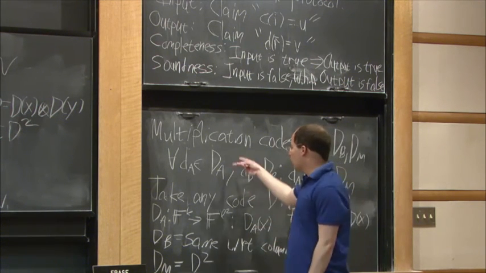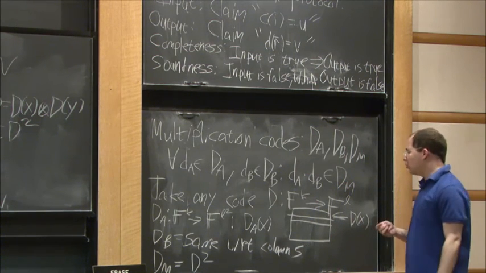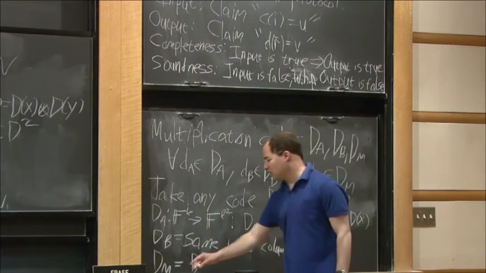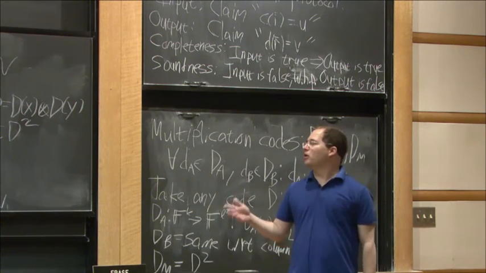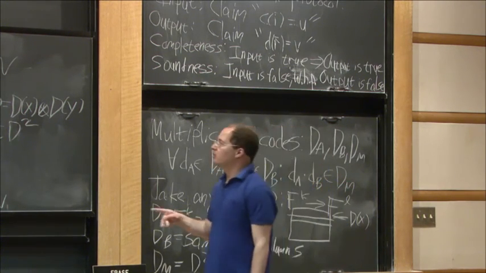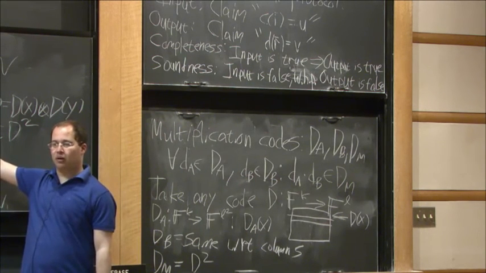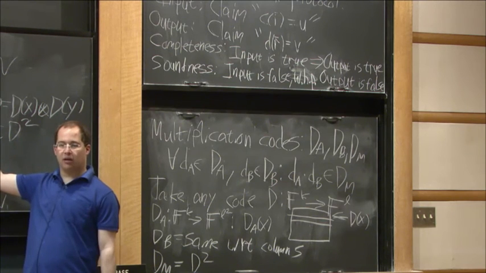So this is an easy construction and it works for every capital D, but the problem with this construction is that it generates multiplication codes that have a quadratic blow-up. That is, the block length, the code word length of dA is quadratic in the message length.